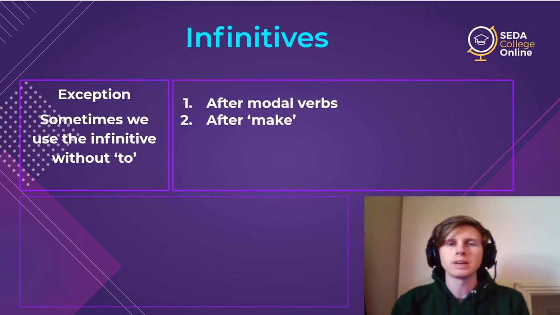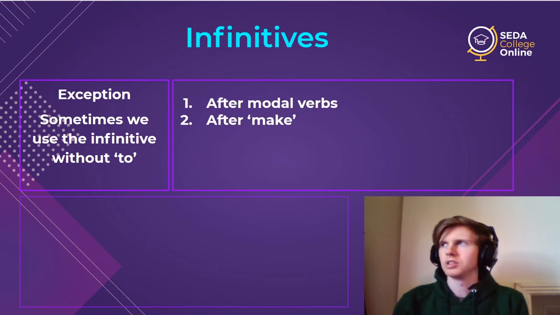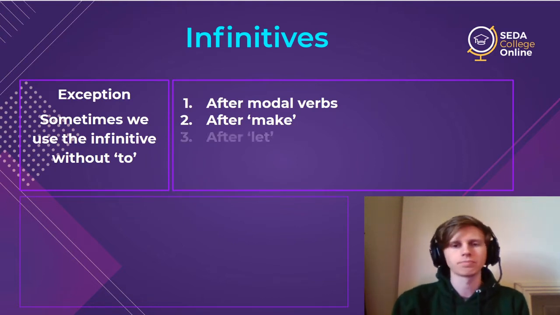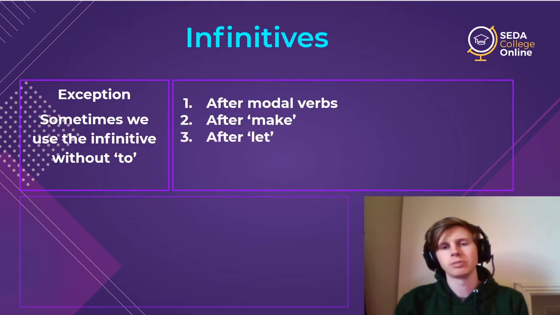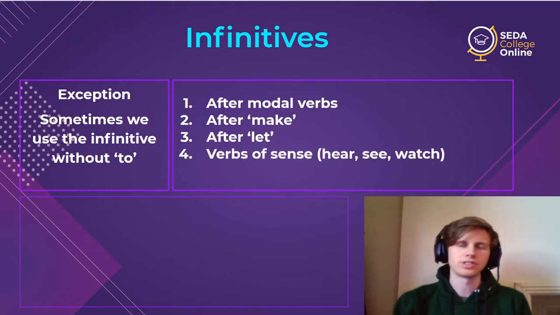And then after special verbs, we also do this. So after the verb make, we'll use a bare infinitive. And this is not make as create. This is make as to make something happen. You know, when somebody causes an action. That's the idea. After the verb to let, we'll use a bare infinitive. Let here is a synonym for allow. And then after verbs of sense, like hear or see or watch, we'll use the bare infinitive.